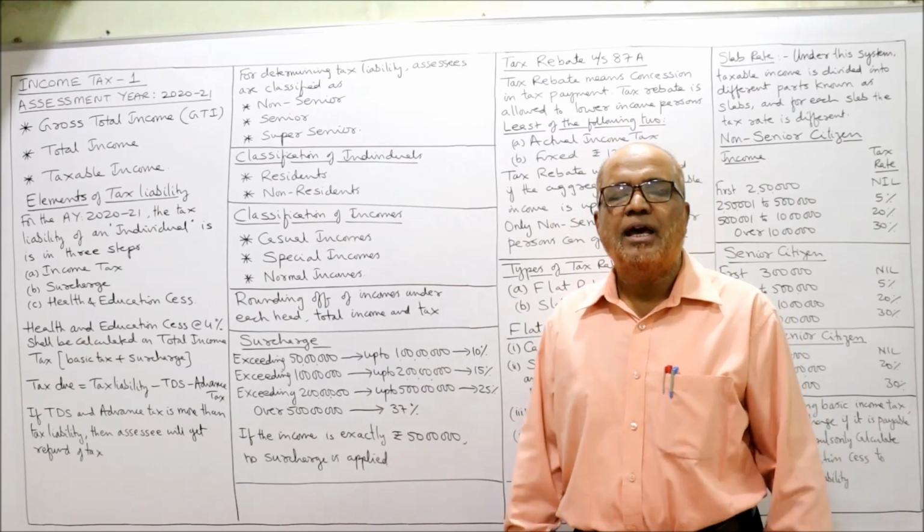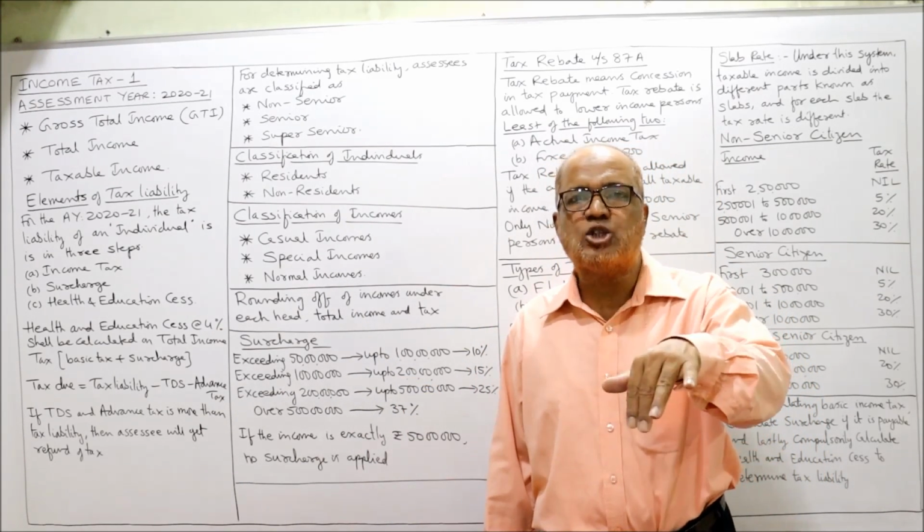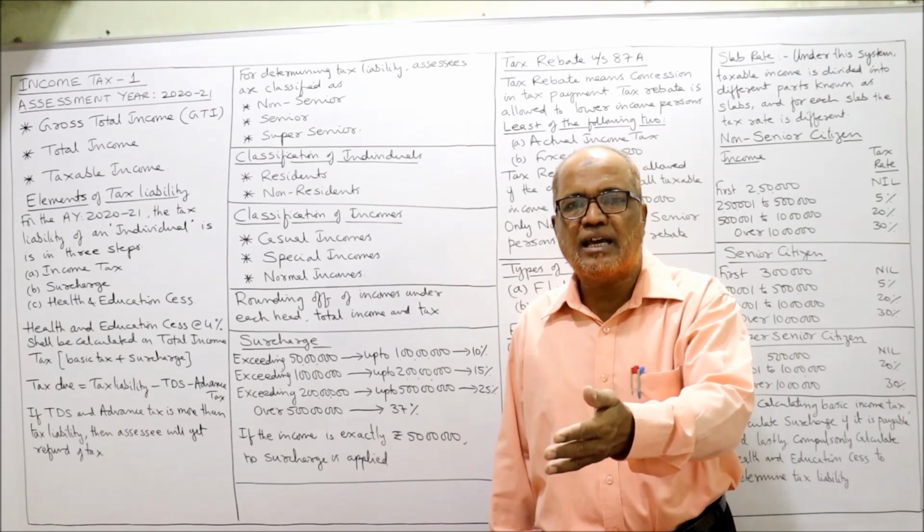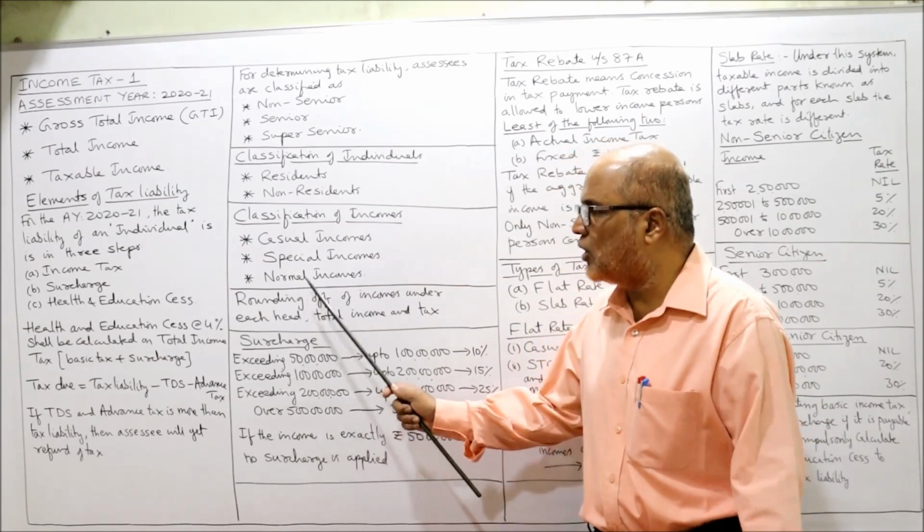Then normal income. Any income which is neither casual income nor special income is called normal income.